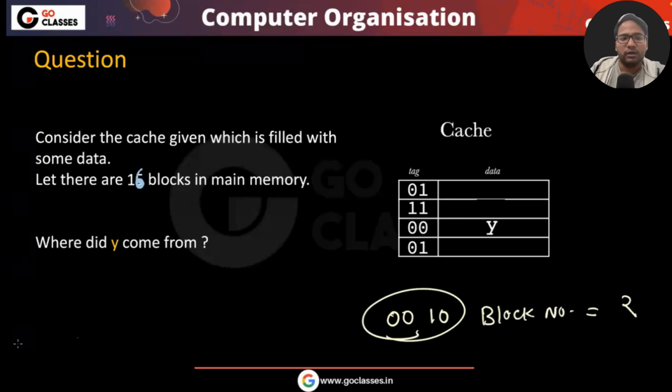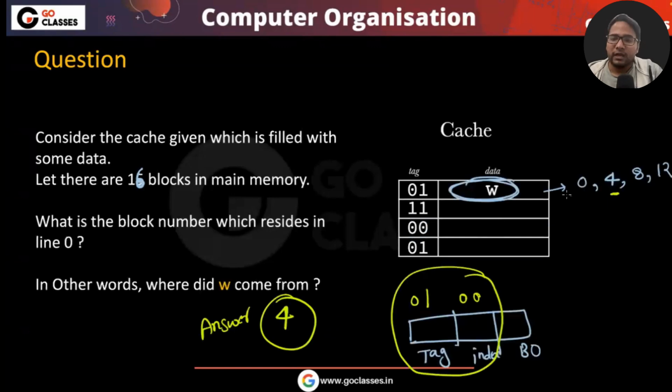It means 2. Can you tell me this can contain data from which block if there are 0 to 15, or total 16 blocks? If it is line number 2, then 2, then 2 plus 4, which means 6, then 6 plus 4, 10, 10 plus 4, 14, okay? 2, 6, 10, 14. It can contain data from either 2 or 6 or 10 or 14. Currently, it has data from which block? Based on the tag, you can tell me. Block number 2. Okay, cool.